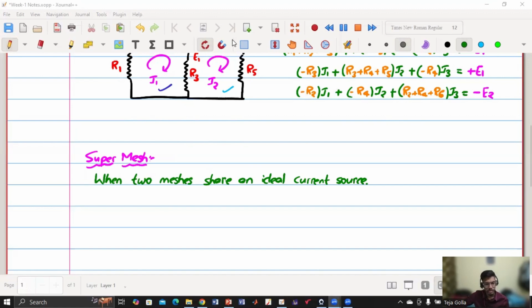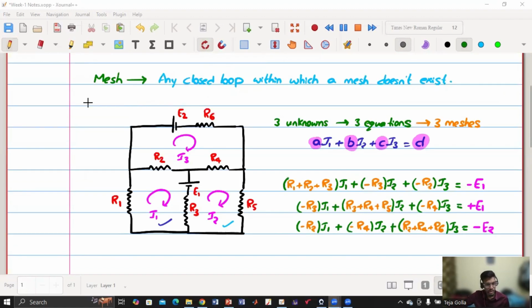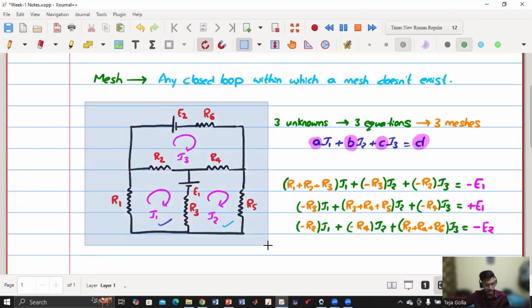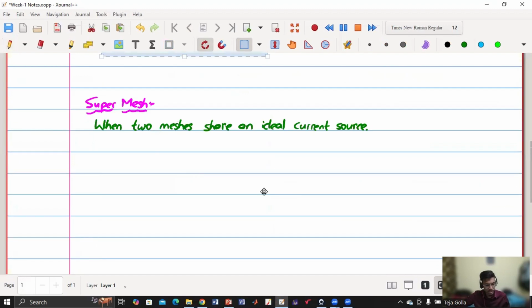Yeah, okay. So what does this mean? Let us use this same figure and slightly change it.